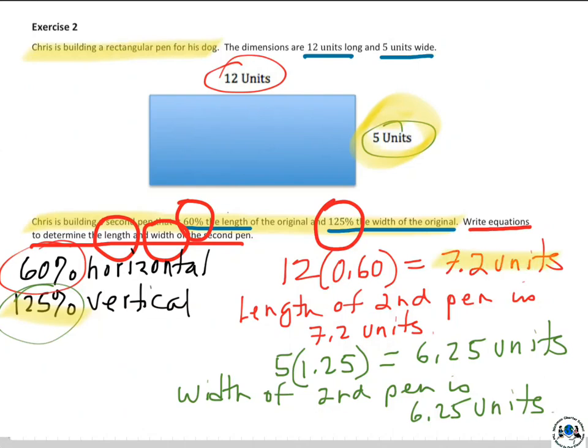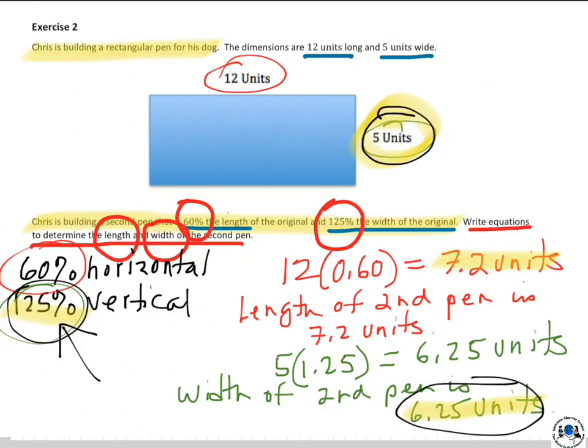Now we have a new one, 7.2 units by 6.25, and you can see that chances are we did our job correctly, because vertically, our number should have been larger than the original, which it was: it was 5 units originally, now it's 6.25 units. Our horizontal measurement on our new one should have been less than the original, which it is. Originally it was 12 units, and now we're looking at 7.2 units. And again, our scale factor used was less than 100%.